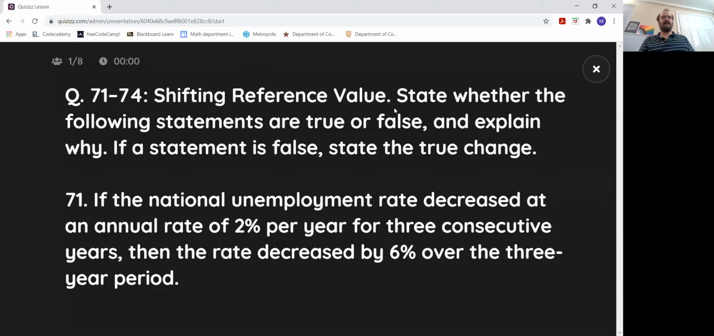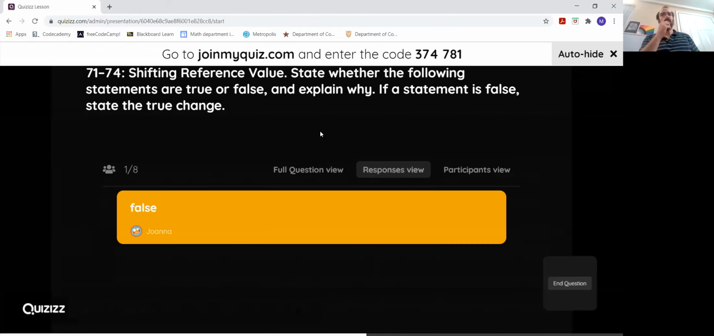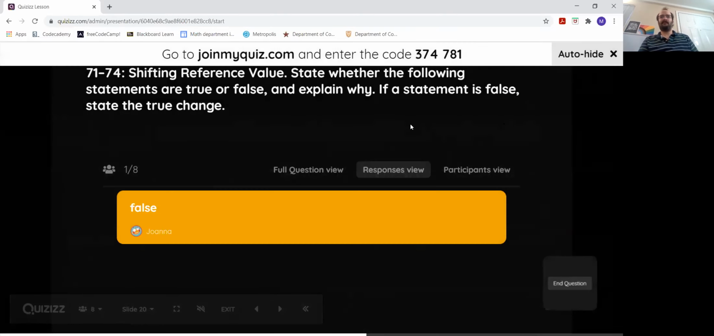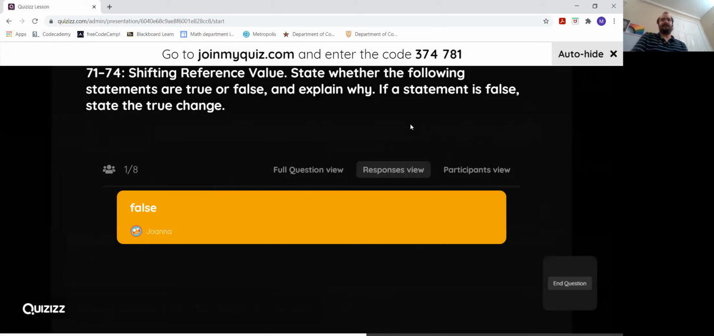So state whether they're true or not, and explain why a little bit. So would you say this is true? Is it going to go down? False? Why is that? Is there some way we could prove it? Is there an easy way to prove it?